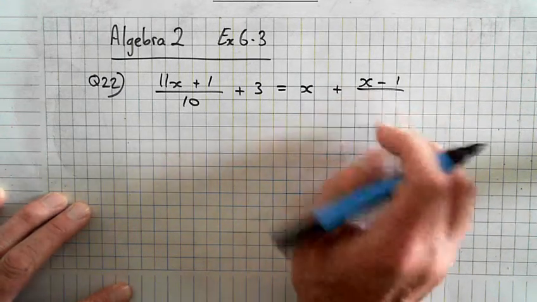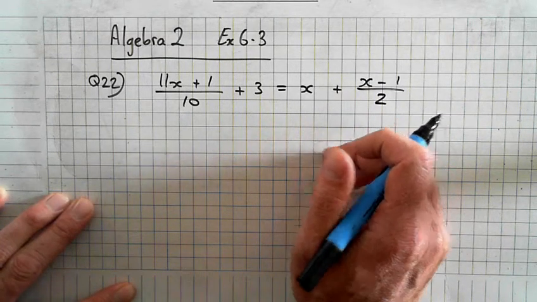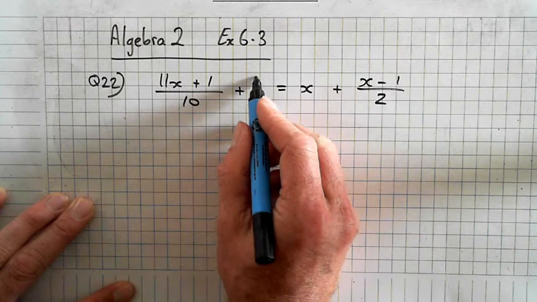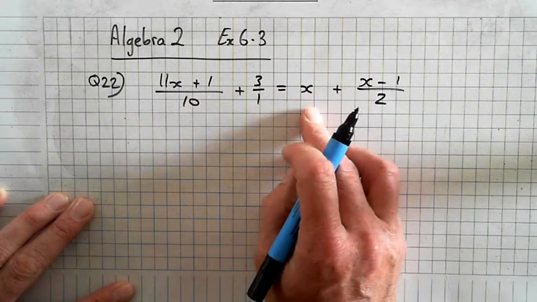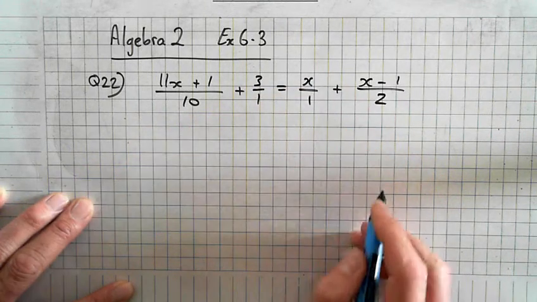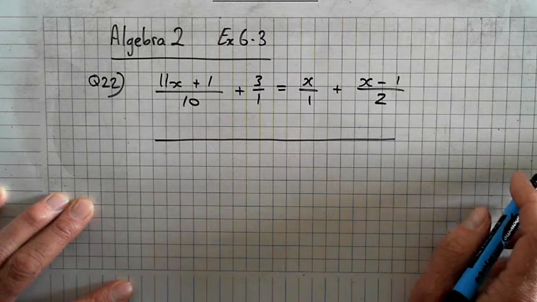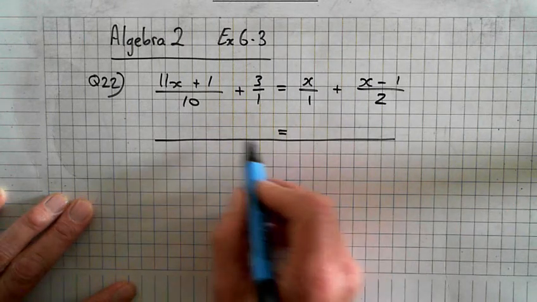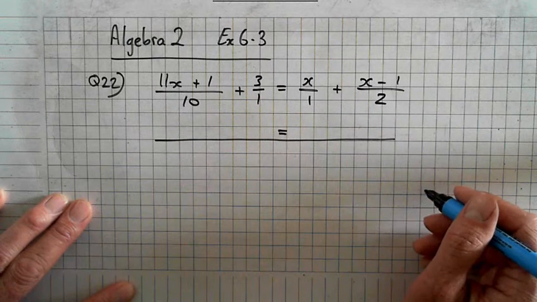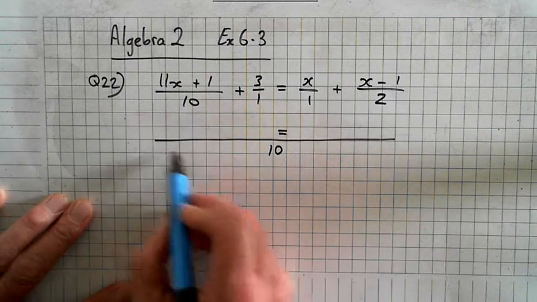Minus 1 over 2. Right, so the first thing you do is change 3 into a fraction: 3 over 1. I change x into a fraction: x over 1. And now it's the same as any other sum. The LCM of 10, 1, 1 and 2 is 10. So 10 into 10 goes once.